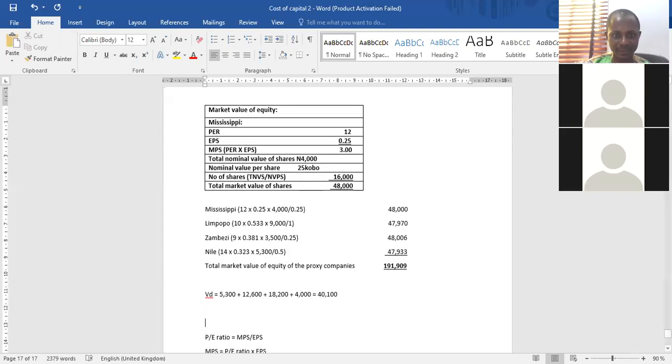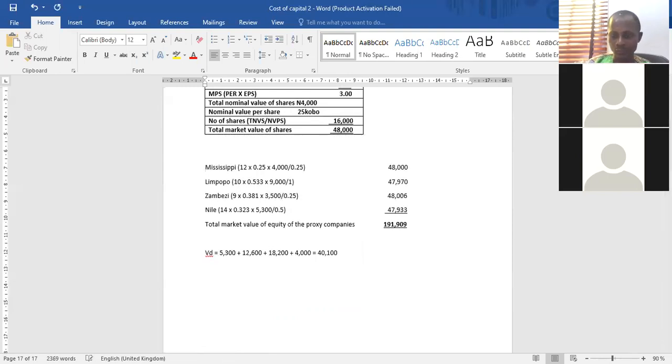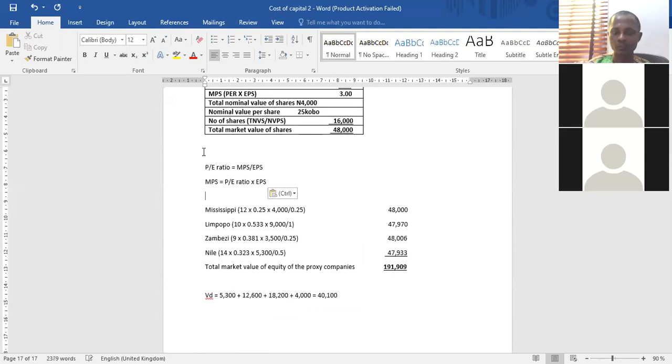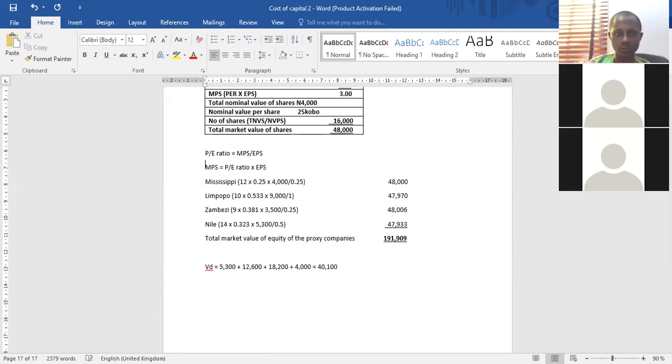What is the tax rate? Let me bring this one to where we have our equity, cut it and put it here, so that it can be a guide. So what's our tax rate? The tax rate is 35%.